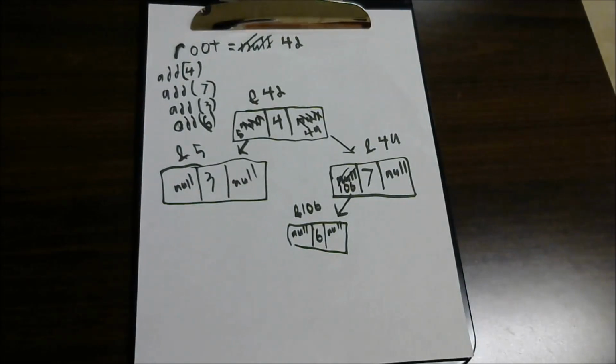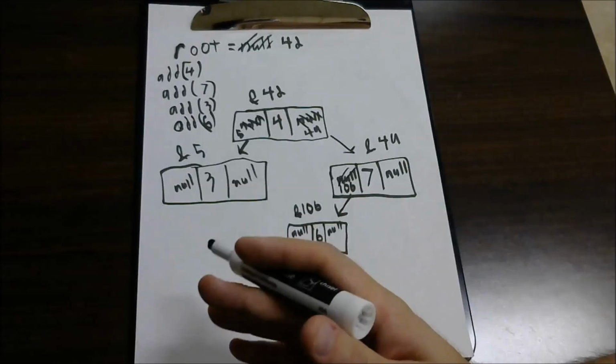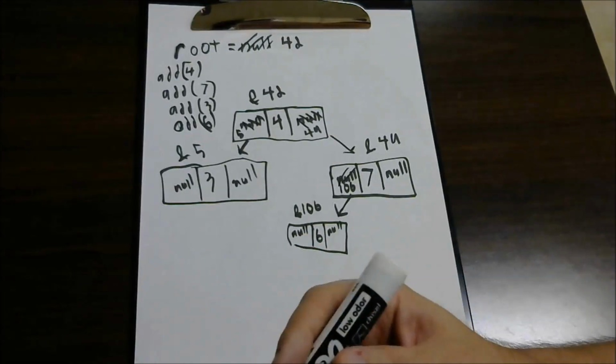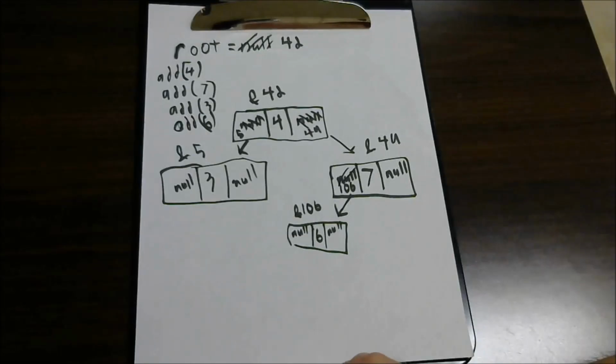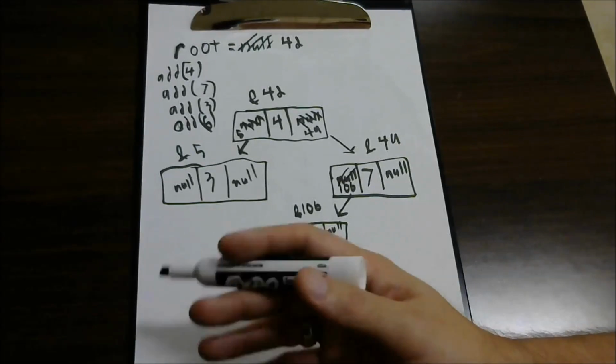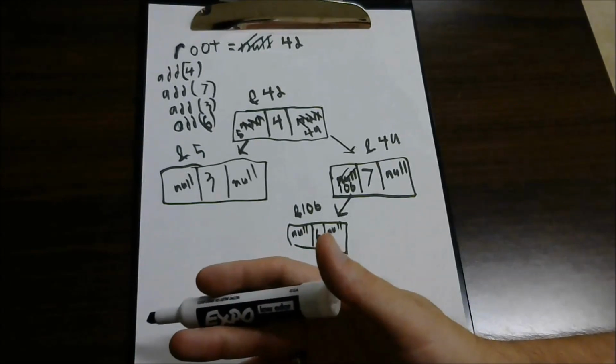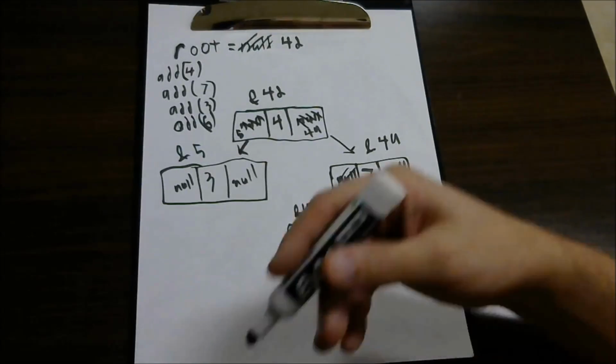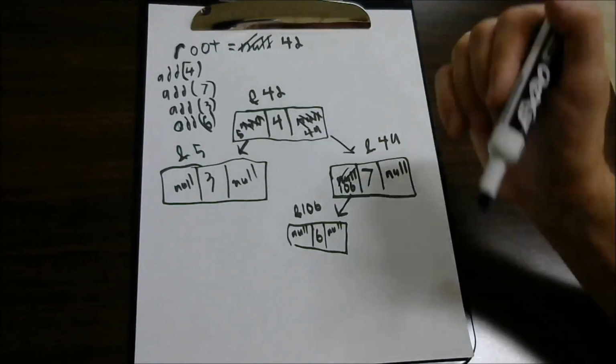Adding and removing gets more complicated. Sorry, adding's not too bad. Removing is its own monster. And in the lab directions, I'll tell you the steps you follow to remove. It's a recursive method. It's pretty nasty. There are lots of different cases for how to remove. So I'll cover that in the lab directions, but this is the basics of what a binary search tree does.